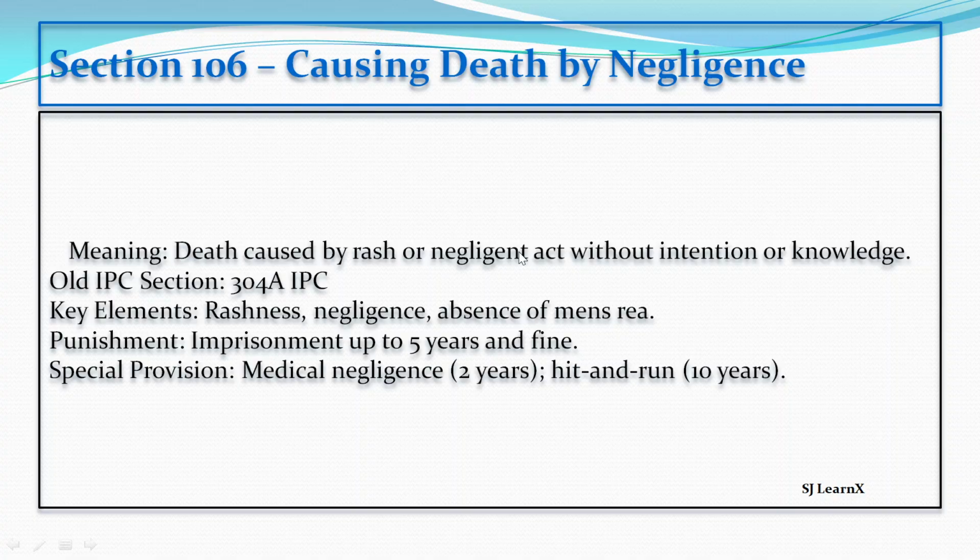Section 106: Causing death by negligence. Section 106 deals with causing death by a rash or negligent act, which does not amount to culpable homicide. There is no intention or knowledge of likely death here. Liability arises purely due to negligence. Example: if a person drives at a very high speed in a crowded market, hits a pedestrian and causes death, the offence falls under section 106.